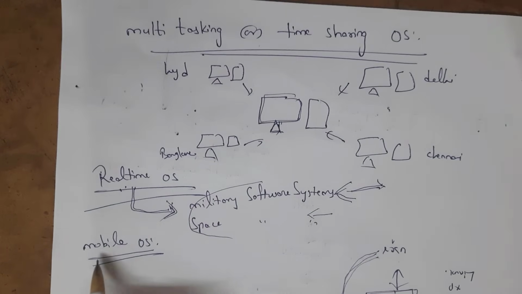Next, what is a mobile operating system? An operating system which is designed especially for mobile is known as a mobile operating system. Example, Android, iOS, all these are examples of mobile operating systems because they are especially designed for mobiles.